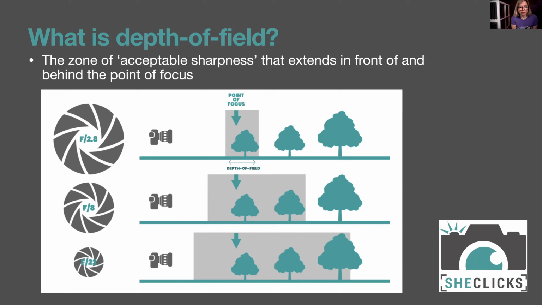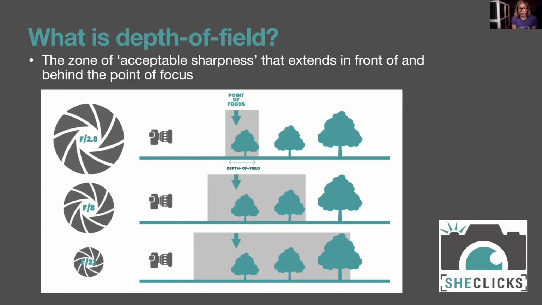If we close down to F8 and focus on the same point, we will get more extensive depth of field. It will extend further back from the focus point, but also a little bit further forward. Closing down again to F22, and we get even more depth of field.